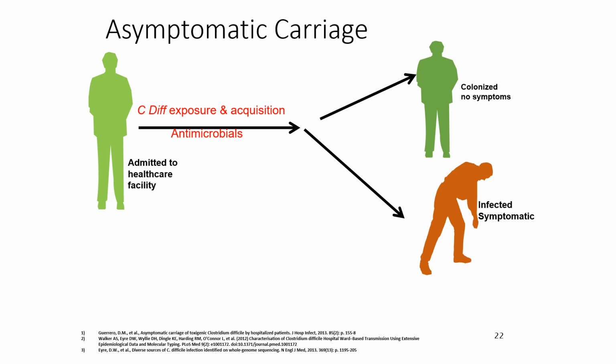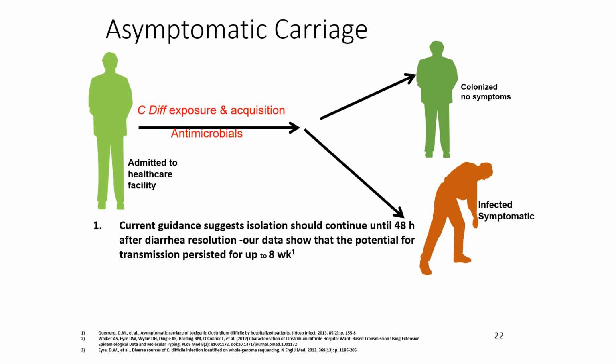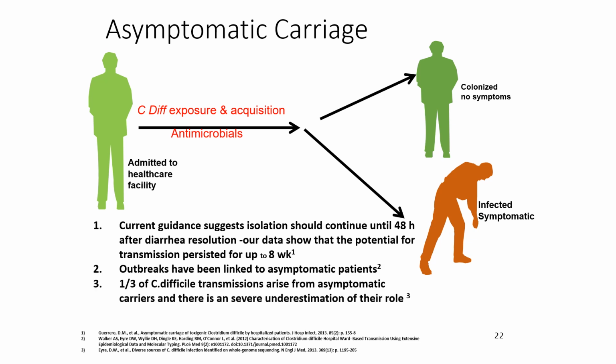Asymptomatic carriage, that is C. difficile exposure and acquisition from antimicrobials and additive healthcare facility composition, are leading to colonization of the healthcare professionals and the patients with no symptoms, and some of them succumb to infections with symptoms. Current guidance suggests isolation should continue until 48 hours after the diarrhea resolution, because data has shown that the potential for transmission persists up to 8 weeks. Outbreaks have been linked to asymptomatic patients, one third of the transmission arises from asymptomatic carriers, and there is a severe underestimation of the role. 45% of Clostridium difficile cases are genetically unrelated.